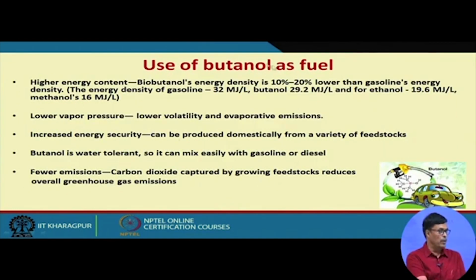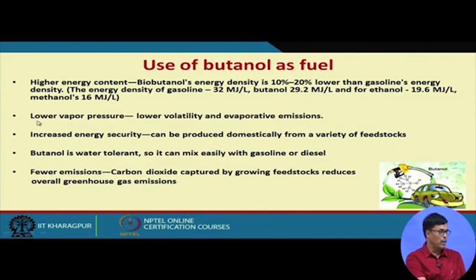Now, about the use of butanol, here it is clear why butanol is used as an energy source: the energy density is 10 to 20% lower than gasoline, but it is higher than ethanol. You can see gasoline has a calorific value of 32 megajoule per liter, whereas butanol is 29.2 megajoule per liter, which is very close to gasoline. As compared to ethanol, the calorific value is quite high, and butanol also has a higher calorific value than methanol.